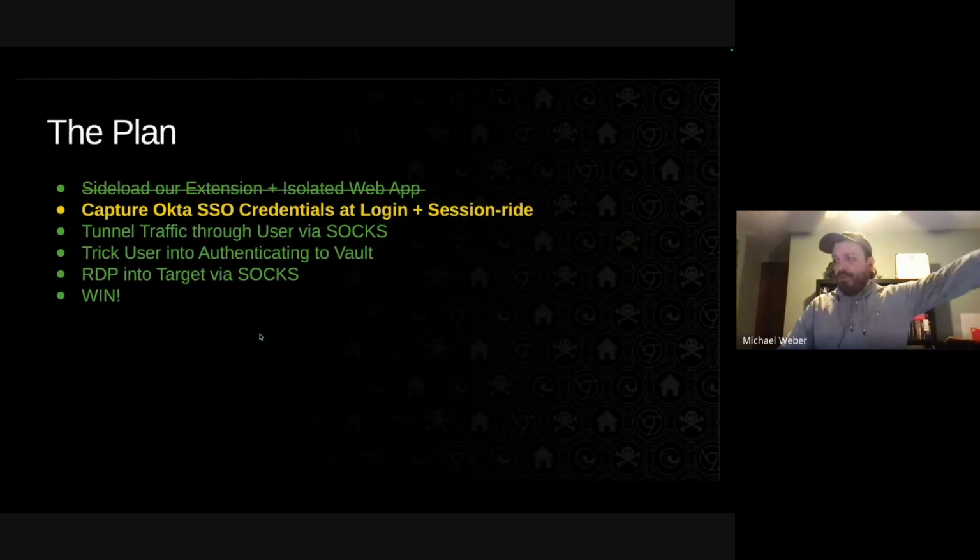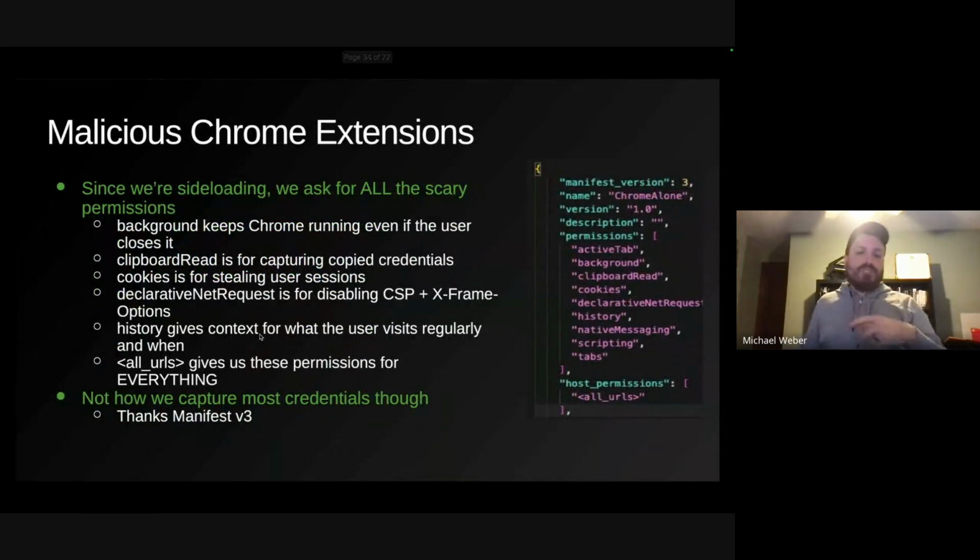So we've covered our sideloading process. The next step is we need to extract those credentials so we can pivot deeper into the infrastructure. And this is something that Chrome extensions are fine for. With Chrome extensions, we can ask for permissions to capture the clipboard. We can ask for permissions to copy all the cookies. We can ask for permissions to read the user's history.